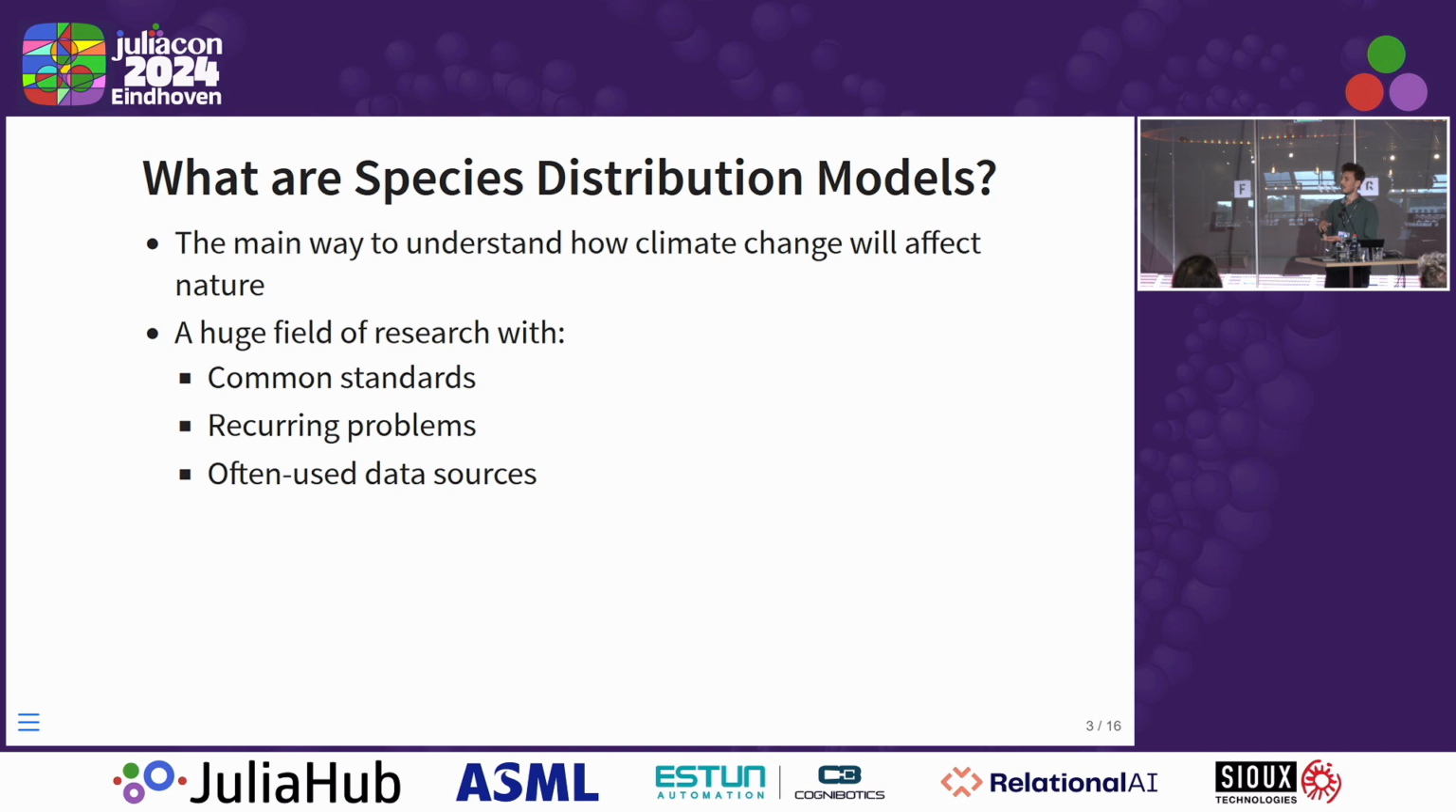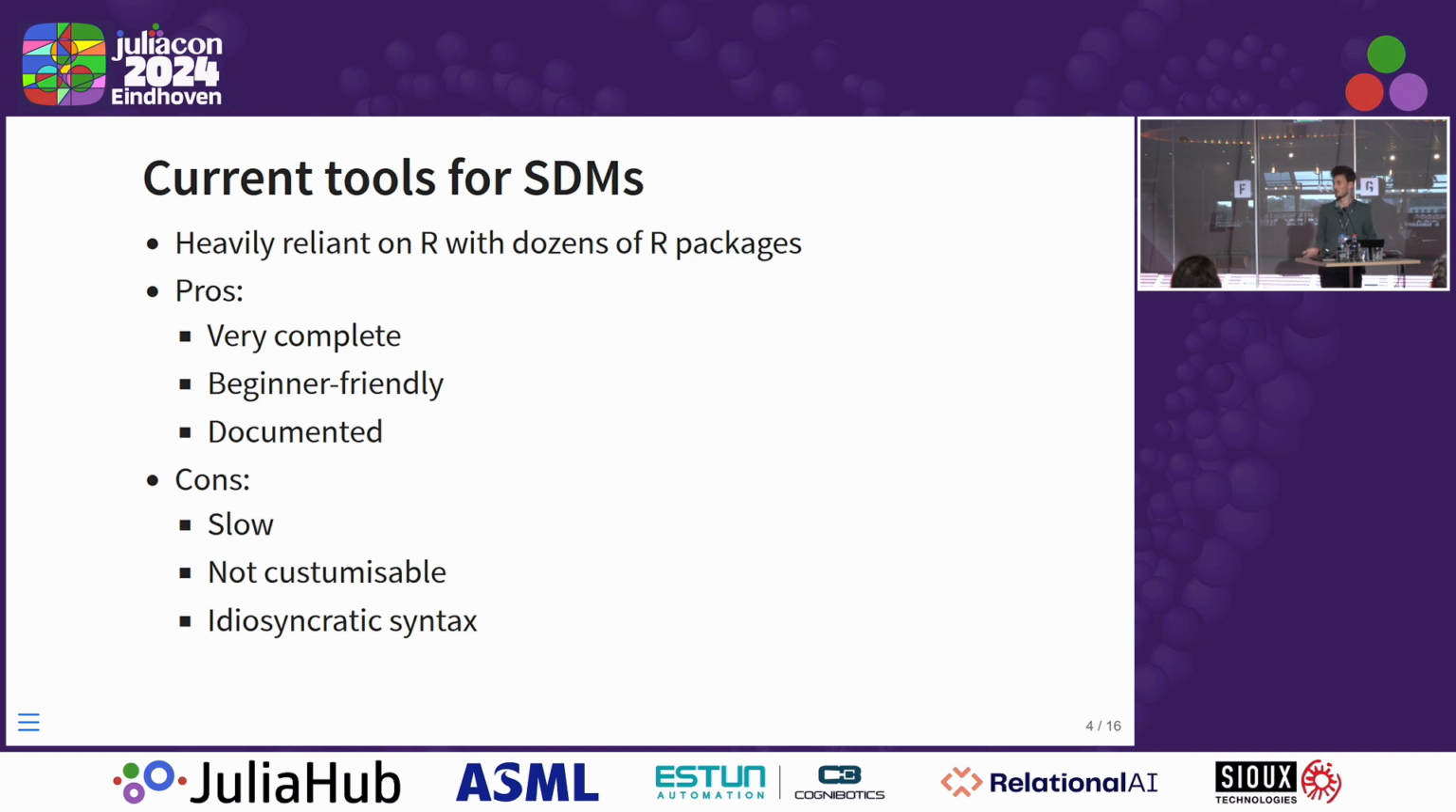And over time, there are common standards, reoccurring problems like spatial bias. There's the same data sources that people are using again and again. So it makes sense to build an ecosystem around this. We're just checking this one foundational methods paper. It's close to 20,000 citations. So it's really this huge field of research. And today, what are people using to run these species distribution models? That's R. I mean, ecologists, they all use R. There are dozens of SDM packages in R.